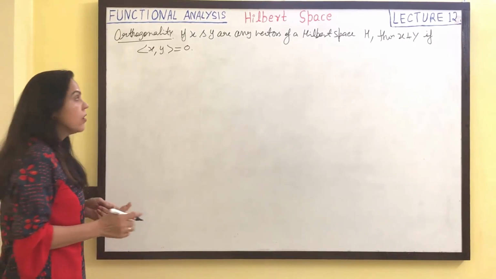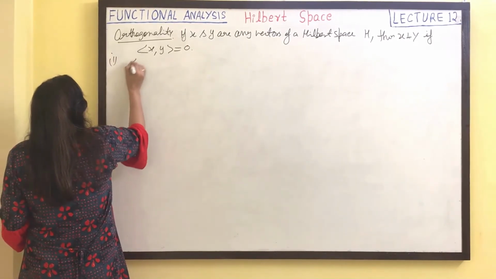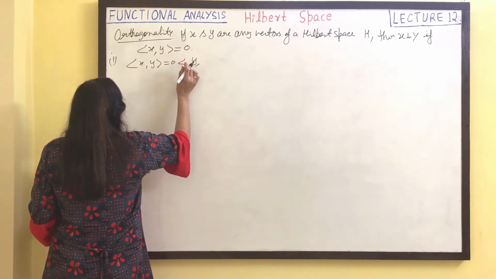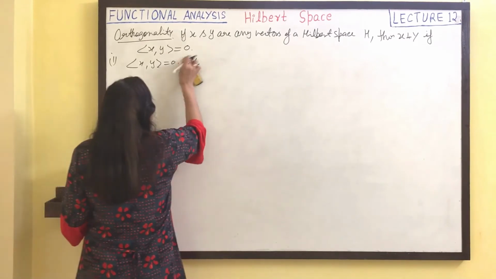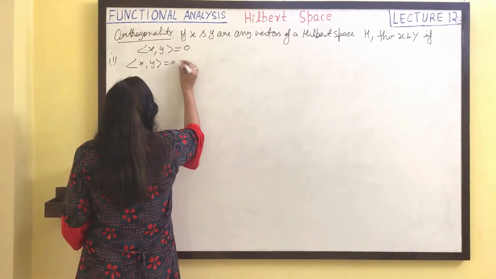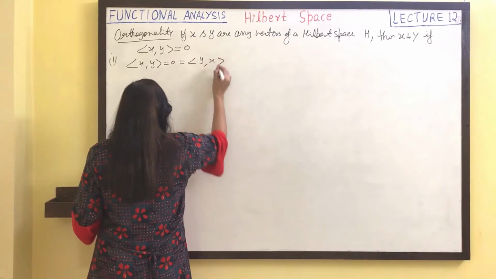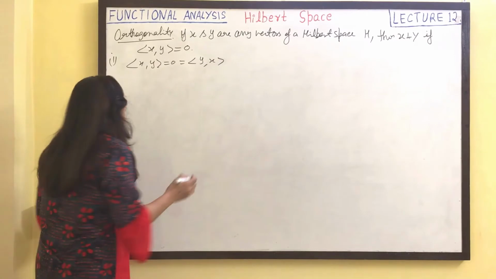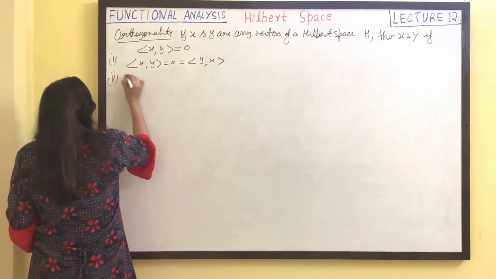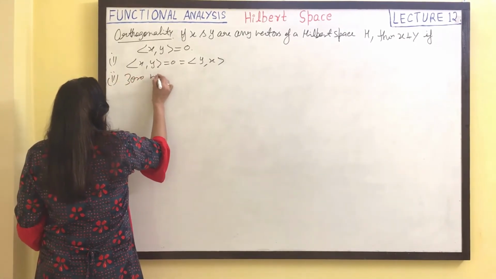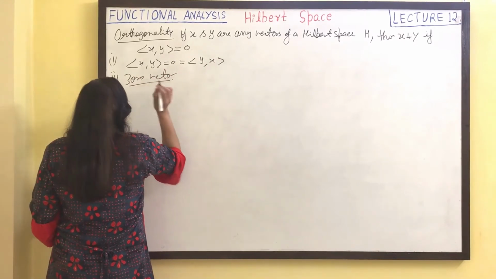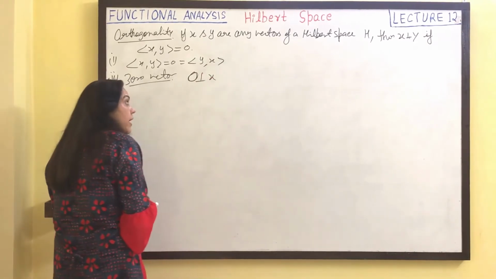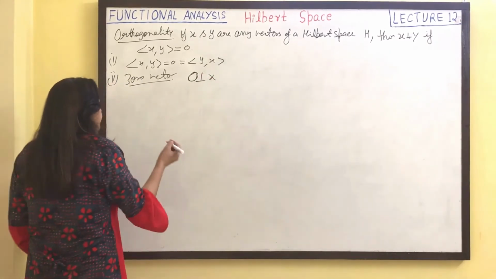And also we know that if x is perpendicular to y, then y is also perpendicular to x, inner product of y comma x is also equal to 0. And second property is about zero vector. Zero vector is perpendicular to every vector of H.